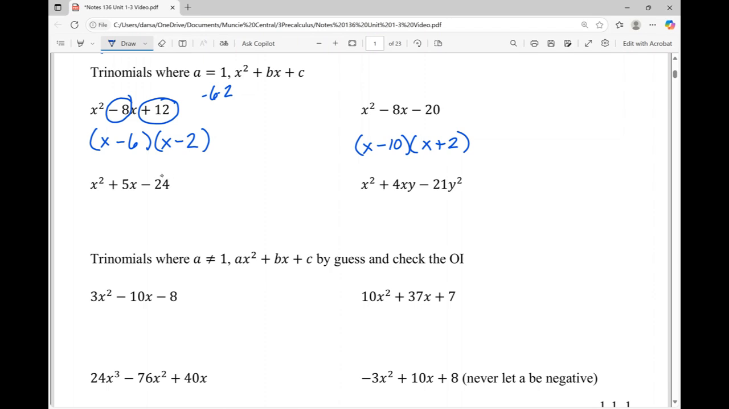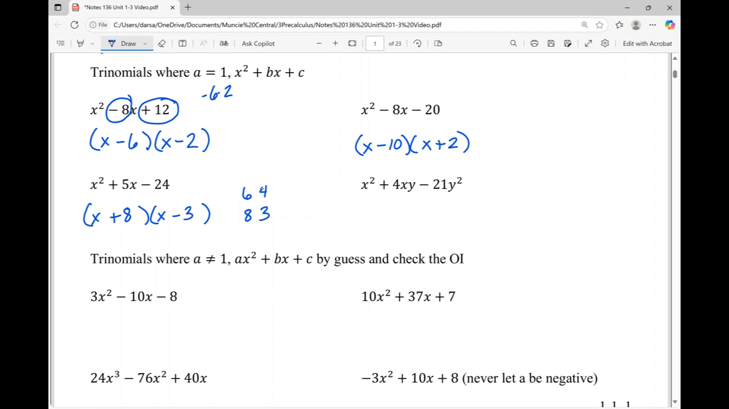So I will go ahead and do it now. We want to multiply to negative 24 and add to 5. So we just start by putting down our x's in our two sets of parentheses. 24: 12 and 2. No. 6 and 4. No, that's not it. 8 and 3. 8 minus 3 is 5. So we'll do plus 8 minus 3.